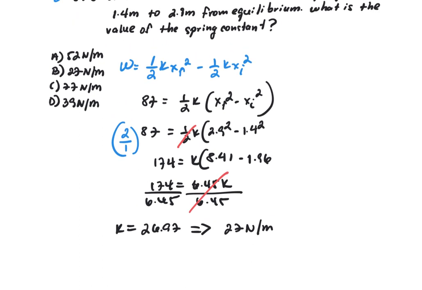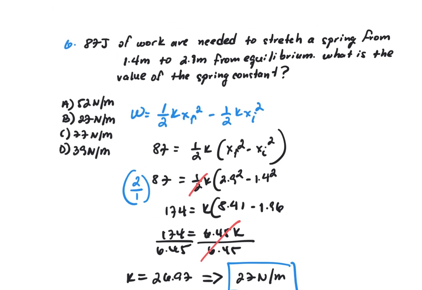So our answer is 27, which is the k constant, which corresponds to letter B. And that is our final answer.